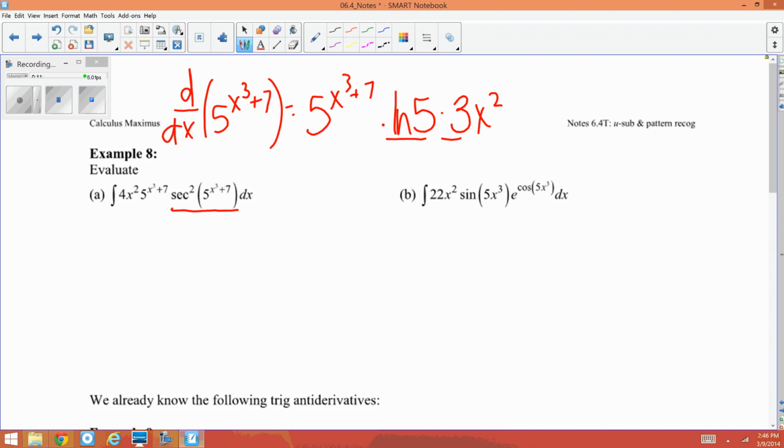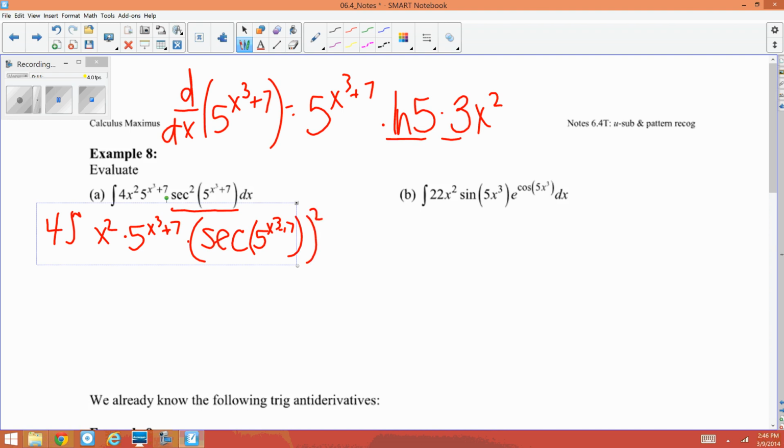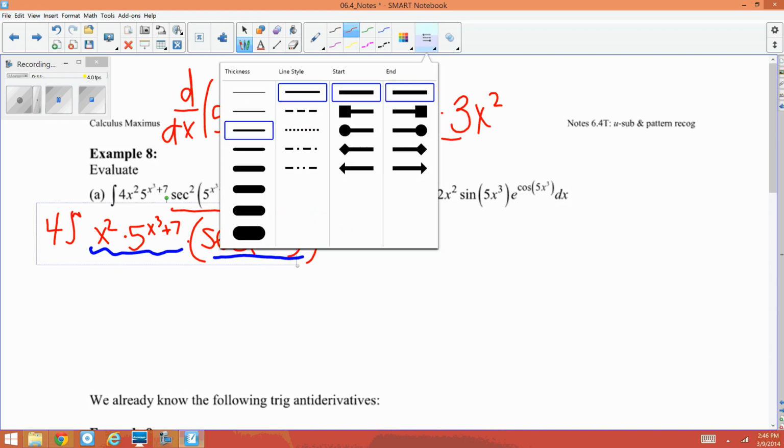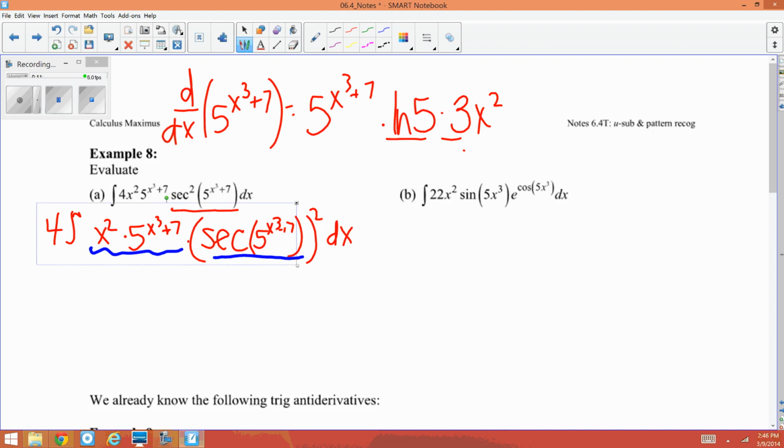All right, so if I pull out that 4, I don't want it yet. X squared times 5 to the x cubed plus 7, times, now this is my main part of the function, secant of 5 to the x cubed plus 7, and this whole part is squared. So again, this is my main function. This is taken care of by the derivative. However, I can't forget about adjusting for those constants.